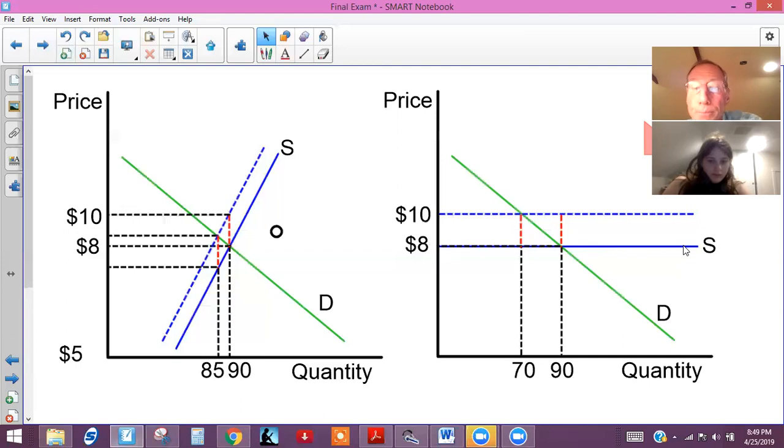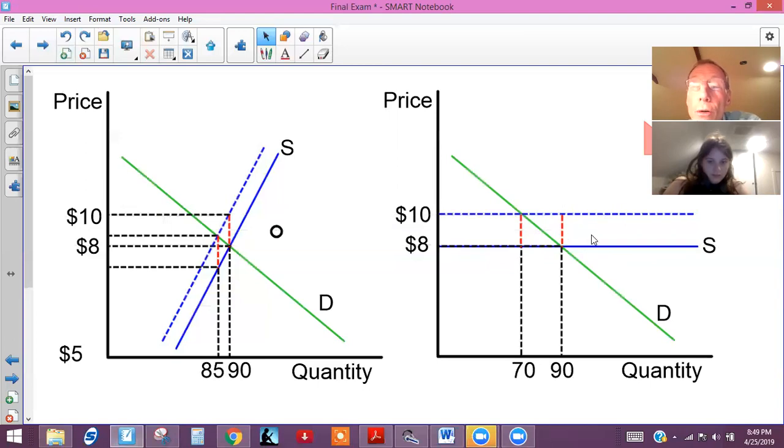So what happens here? What happens when there's a tax, right, of $2? Well, what's going to happen is you're going to have a price that goes up from 8 to 10 because this supply is perfectly elastic. So you're going to just take that $2 and just shift it over, right?